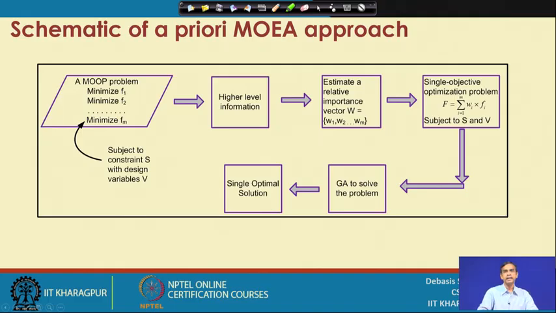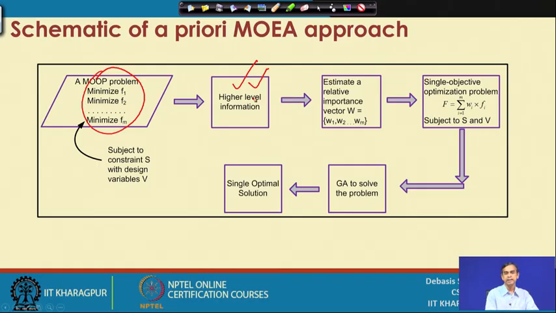Now, here is basically the flow of the a priori approach. It is easy to understand. So, this is basically the problem, your MOOP problem, where m number of objectives are to be optimized. In this approach, it is called the a priori approach because it follows certain high level information. What exactly the high level information is, I will discuss in this lecture within a minute or so.